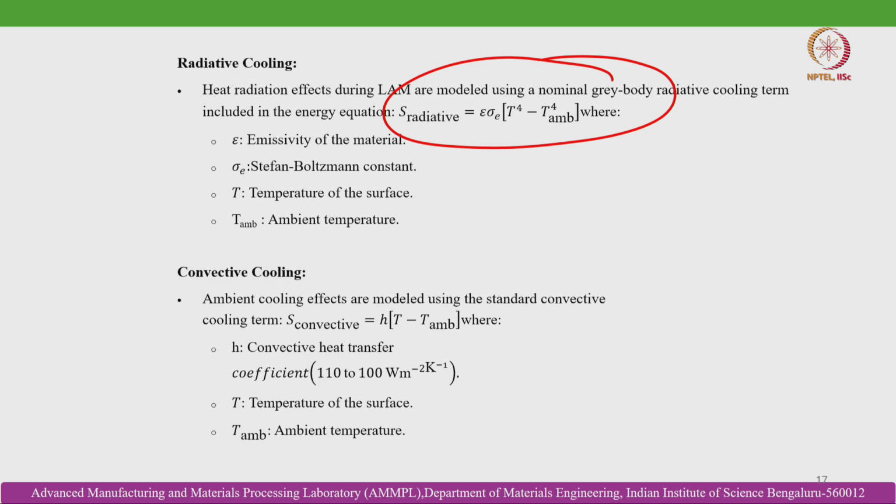And then convective cooling. Ambient cooling effects are modeled using the standard convective cooling term. So S convective is equal to H (T minus T ambient). H is the heat transfer coefficient, which varies between 10 to 100 watt per meter squared Kelvin. So here please correct: it will be 10 to 100 watt per meter squared Kelvin, and T is the temperature of the surface, and T ambient is the ambient temperature.